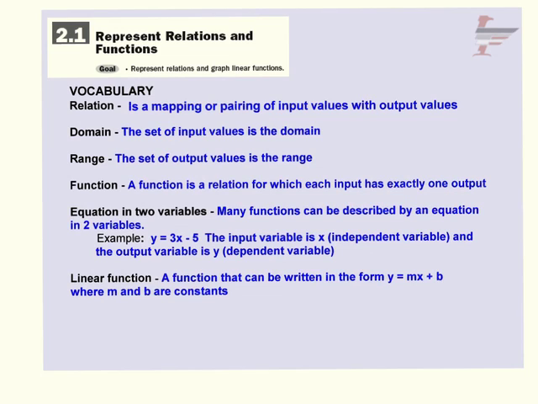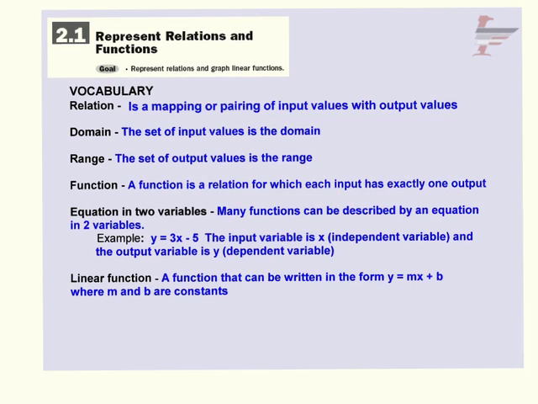Relation, it's a mapping or pairing of input values with output values. A domain is a set of input values. The range is a set of output values. A function is a relation in which each input has exactly one output.